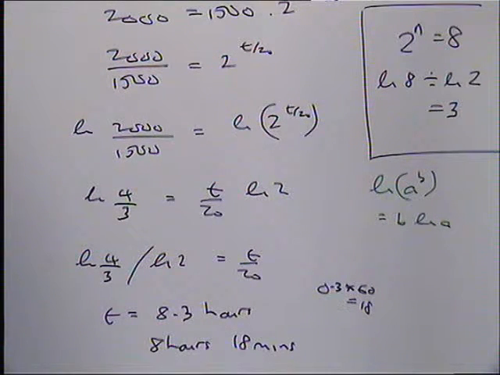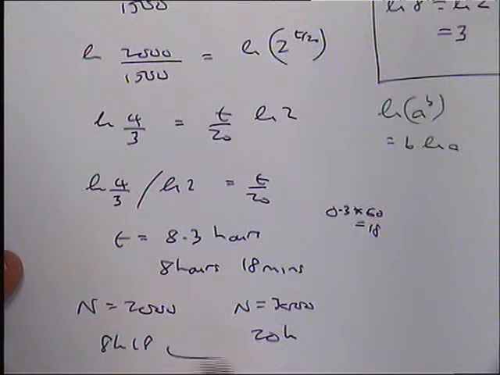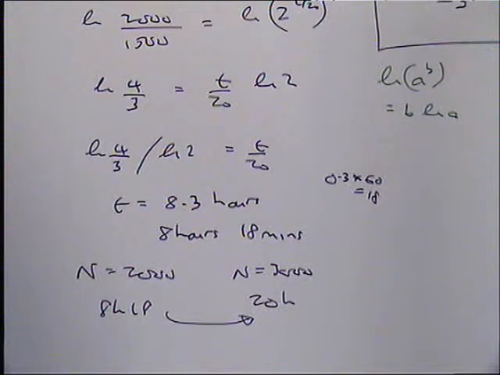So is that the final answer, Laura? 8 hours, 18 minutes? No, it's not the final answer. What we now know is that when n was 2000, that happened at 8 hours, 18 minutes. When n was 3000, we knew that happened at 20 hours, and they wanted to know how long it was between them. Because the question said, how long did it take to increase? So you just need to work out the difference between those times. And if you get the difference between those times, then you've finished.